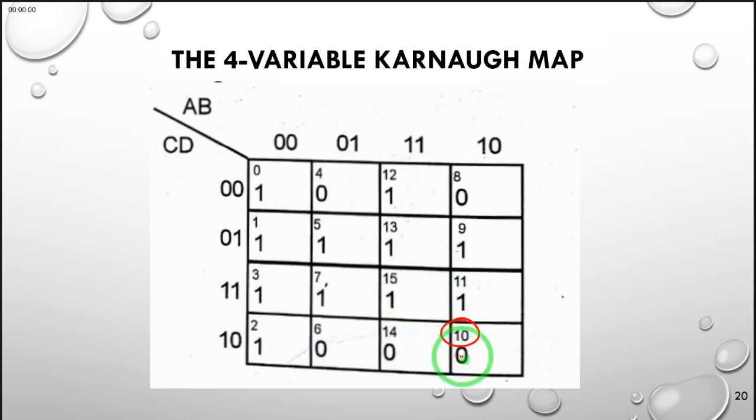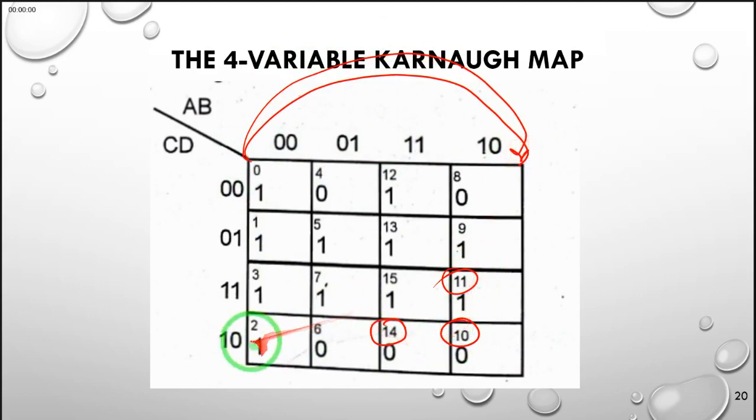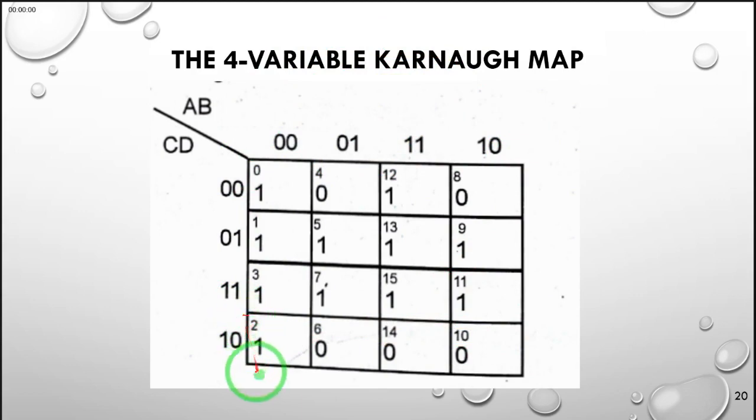Cell number 10 is surrounded. Now, this is where things have become a bit complex, but you just need to be attentive, and you'll see that we can consider this cell to be still surrounded by 4 cells. First and foremost, the straightforward ones are 14 and 11. But if you are to fold this K-map to form a cylinder, this edge would come to this side, and therefore this cell would be touching this edge here, and therefore this 10 would be neighbored by 2.